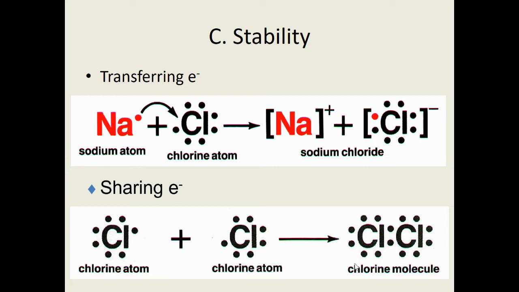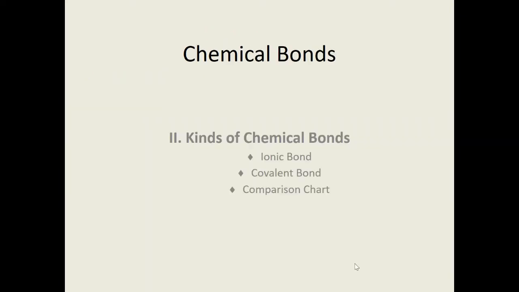So what they can do is overlap that part of their configuration. And so each atom is happy now. It has an octet by sharing that one electron. And so that's another way a chemical bond can form. Again, this is in the nonmetals; we don't see this with metals.